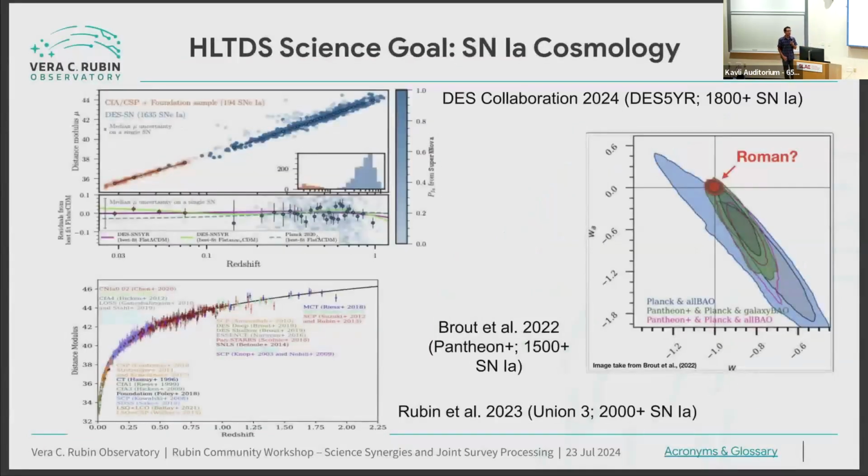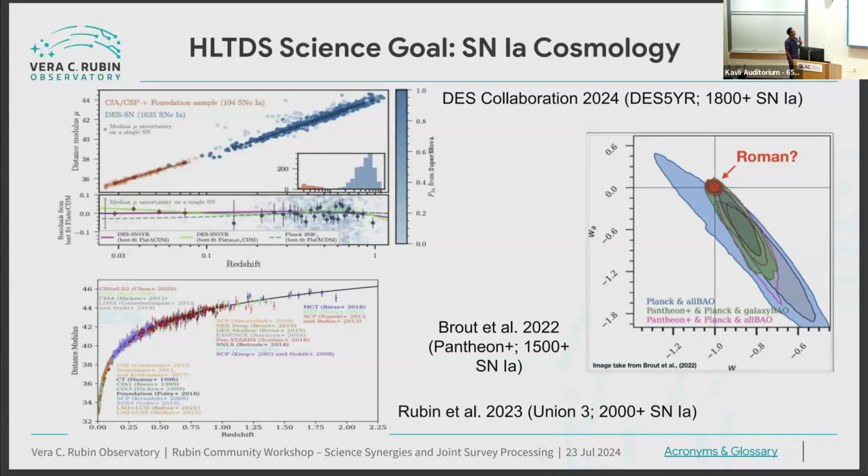So the main goal of the high latitude time domain survey is type 1A supernova cosmology. Here I'm showing 3 results that came out from the past 2 years or so. On the top left is the most recent one from the Dark Energy Survey supernova survey, the full 5-year sample that consists of about 1,800 type 1A supernovae. You can see the beautiful Hubble diagram. On the bottom left is a compilation made by David Rubin and collaborators called the Union 3 set that consists of 2,000 type 1A supernovae.